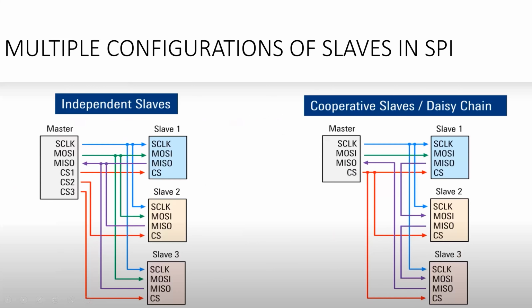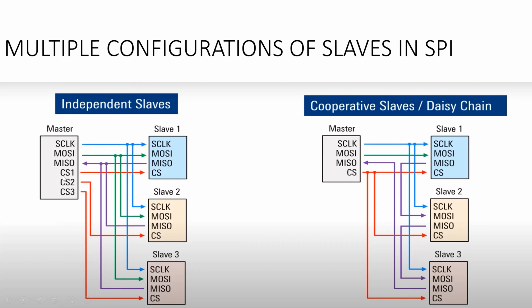Now, the configurations of the slaves in SPI. Guys, here you can clearly see that we have one master and three slaves. If we want to connect these three slaves with this master, as I have already told you before, there will be four lines: the serial clock or synchronous clock, MOSI, MISO, and chip select.